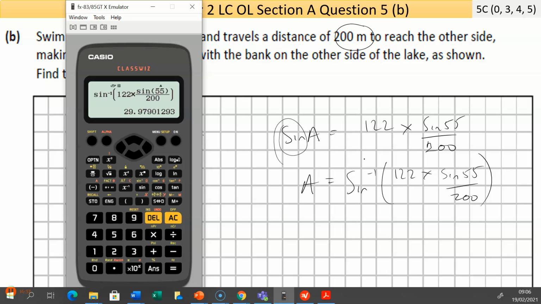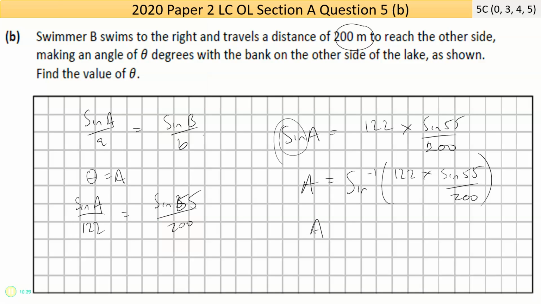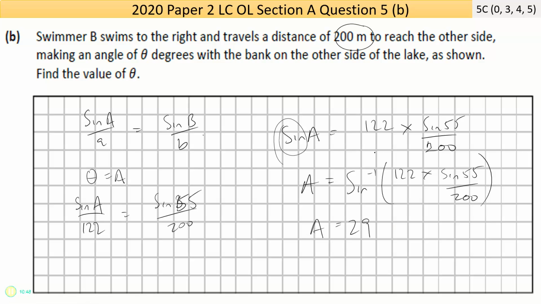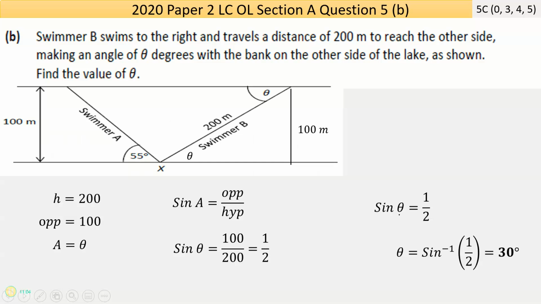I get an angle of 29.979. They don't ask me to round it to the nearest degree, but I can. They don't tell me not to. So that would be 30 degrees. Again, I might need to use this in the next part. Let's see if I did that right.